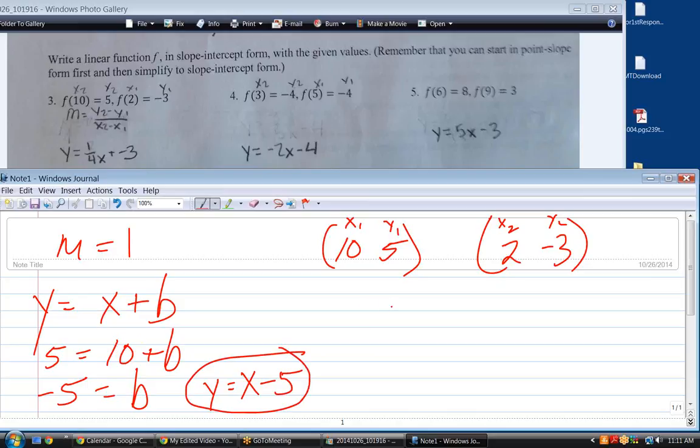Now let's do it point slope. Point slope is this, and notice that one of the y's has a subscript, the other does not. Same with the x's. Well, you're only going to pick one point, and you're going to plug it in for that and that. We know our slope is 1, so what does that give us?